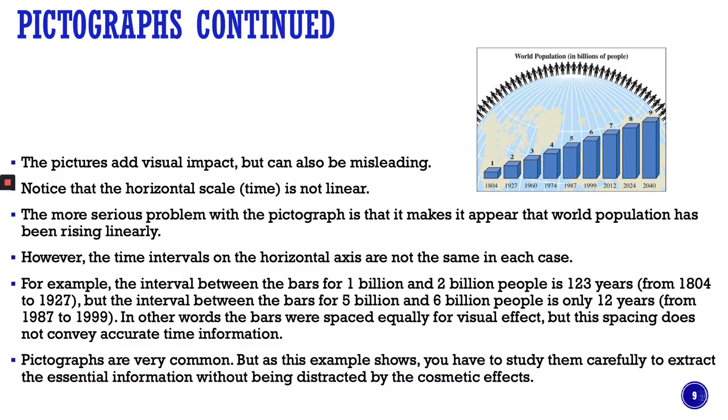For example, the interval between the bars for 1 billion and 2 billion was 123 years, but the interval between 5 and 6 billion is only 12. In other words, the bars were spaced equally for visual effect, but the spacing does not convey accurate time information. Pictographs are very common, but as this example shows, you have to study them carefully to extract the essential information without being distracted by the cosmetic effect.